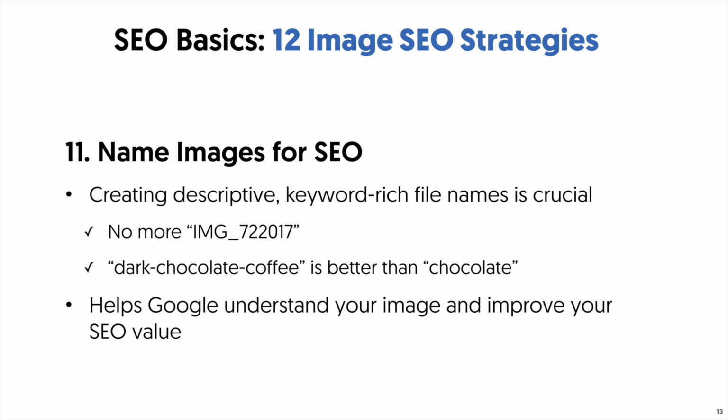Creating descriptive, keyword-rich file names is super important for your SEO. So what do I mean by that? Well, if you're selling chocolate flavored coffee, you want to ditch that crazy obscure name and go with something like dark chocolate coffee as the name of the image. That would be better than naming the image just chocolate, which of course would be better than image_722017. So there's kind of incremental improvements, but really your goal is to get a descriptive, keyword-rich file name. So this helps Google understand what the image is about.